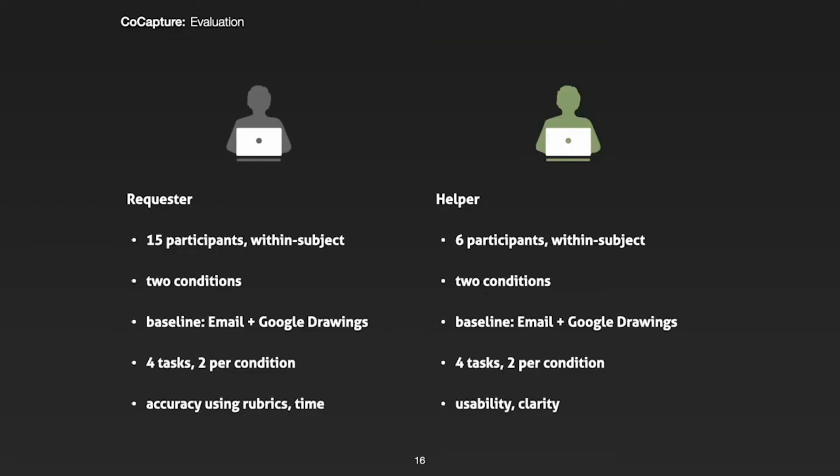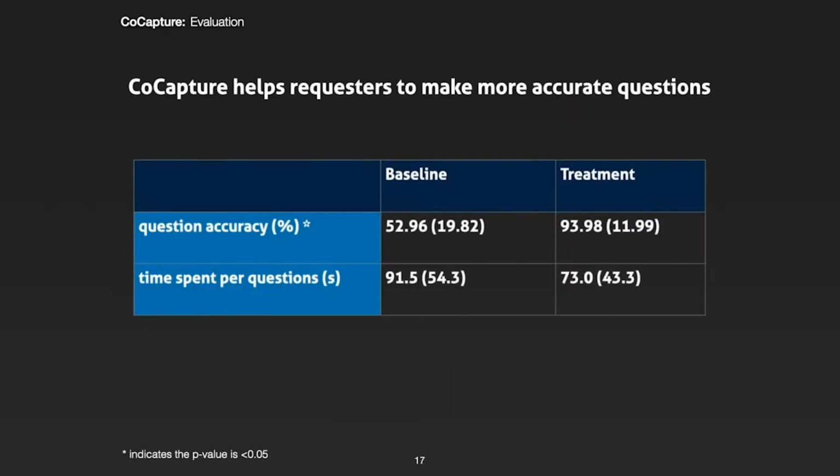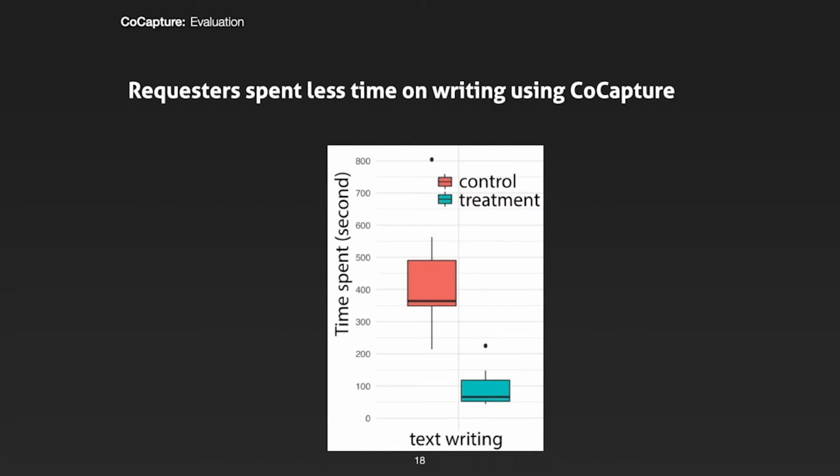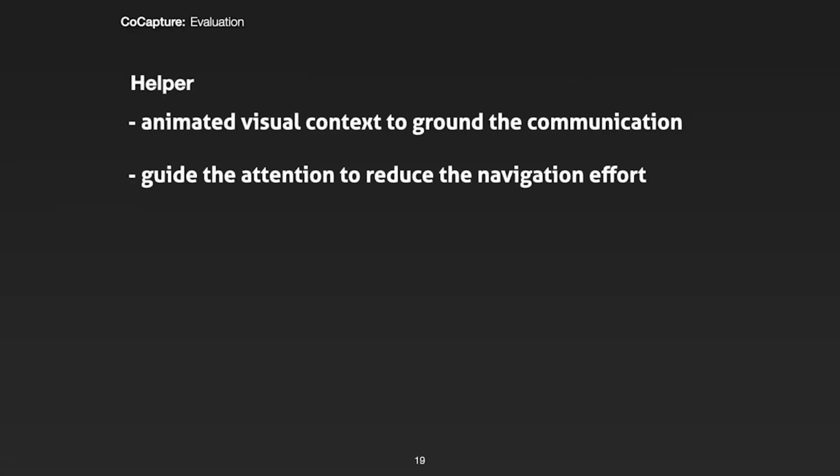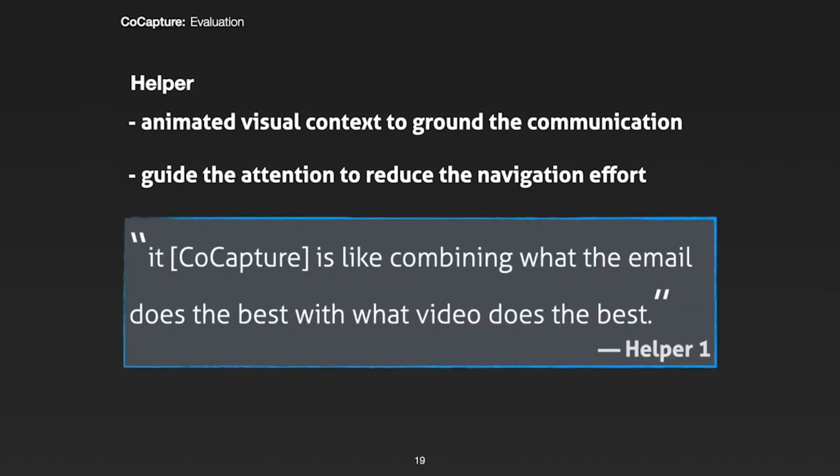We conducted two within-subject studies to evaluate the accuracy and clarity of the questions made using CoCapture. We found that CoCapture can help requesters to create questions that satisfy more required information, and also requesters spend less time on writing text to describe their questions, and the length of the text description was much shorter. On the other side, helpers also find that CoCapture can help ground the communication and reduce the navigation effort. And helper 1 said, it's like combining what email does the best with what video does the best.